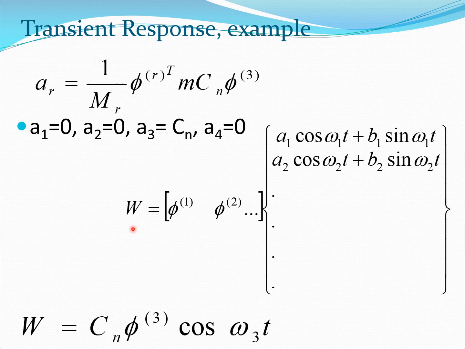And we go back to our W. You put all this in this equation. Remember, all the B's are 0. Only the A3 term is present. So you are going to get Cn phi 3, which is the solution here. Cn is here, and then phi 3 is coming from here, and then the cos part of the term for the third frequency. So essentially that's the output of your system. That is the response of your system.